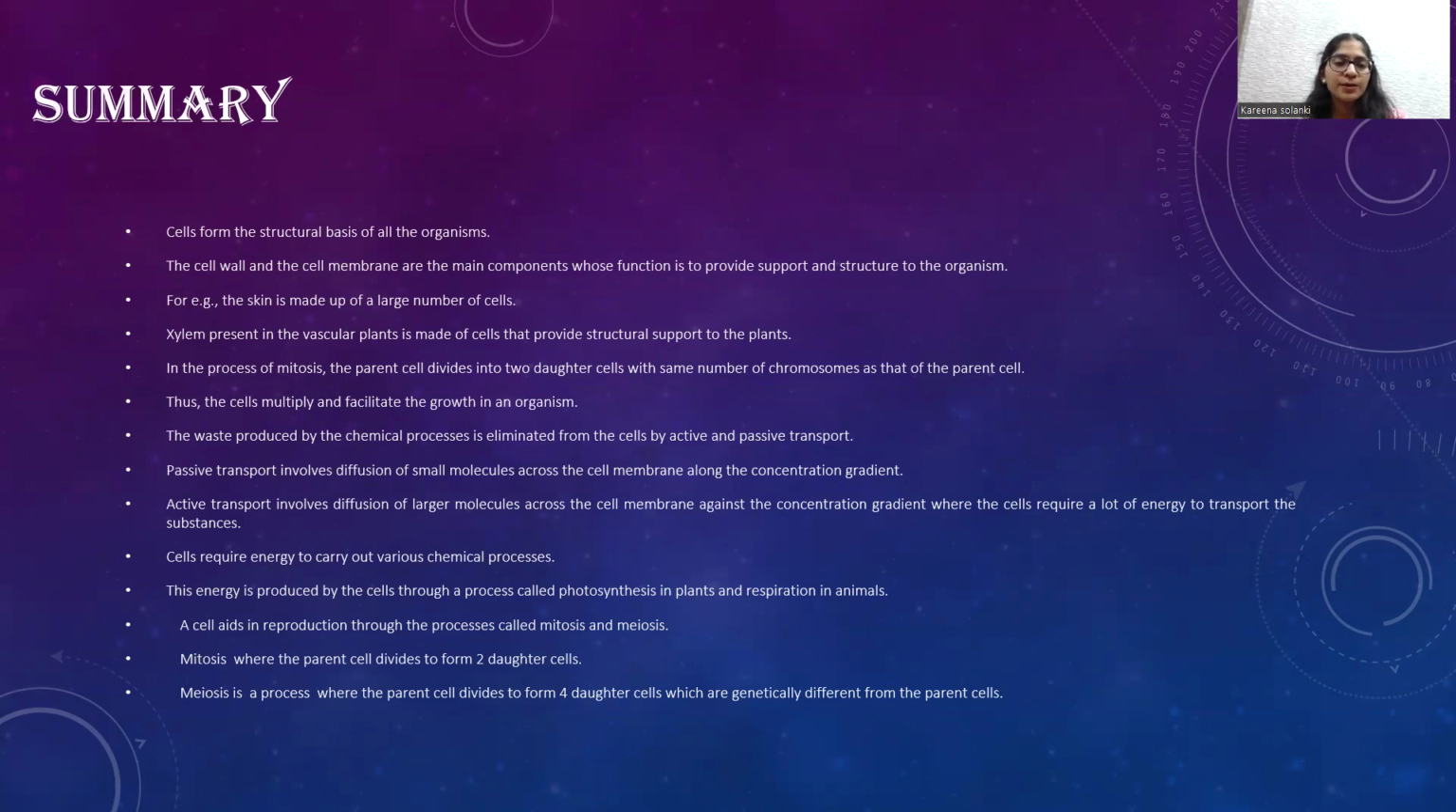A cell aids in reproduction through the processes called mitosis and meiosis, where in mitosis, the parent cell divides to form two daughter cells, and in meiosis, it is a process where the parent cell divides to form four daughter cells which are genetically different from the parent cells.